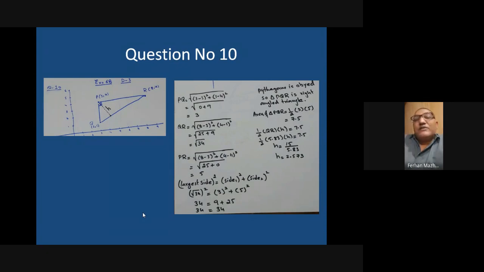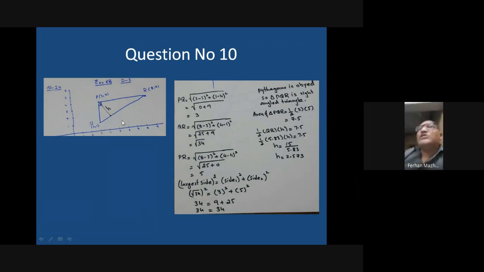That's the area of this triangle. Then the actual question is, what is the height of the perpendicular from P onto QR? He wants you to find the perpendicular from P onto this QR. I already know the area of this triangle, so I know the length of the QR. I will take the QR as the base of this triangle, and then this will be the height.